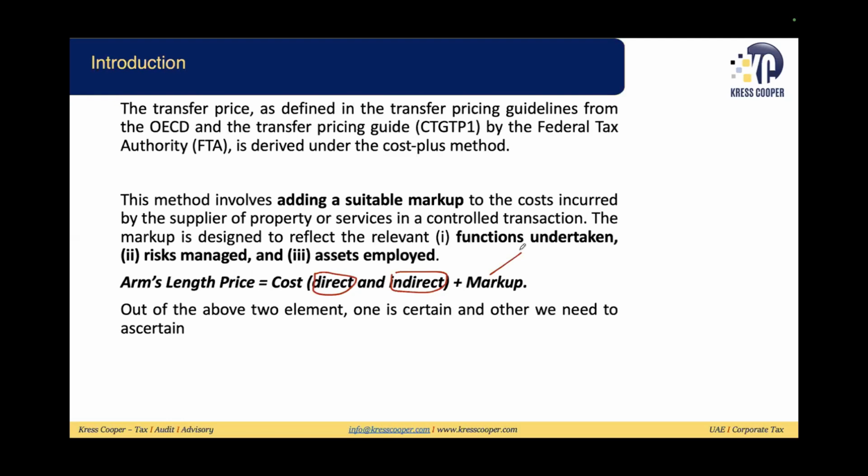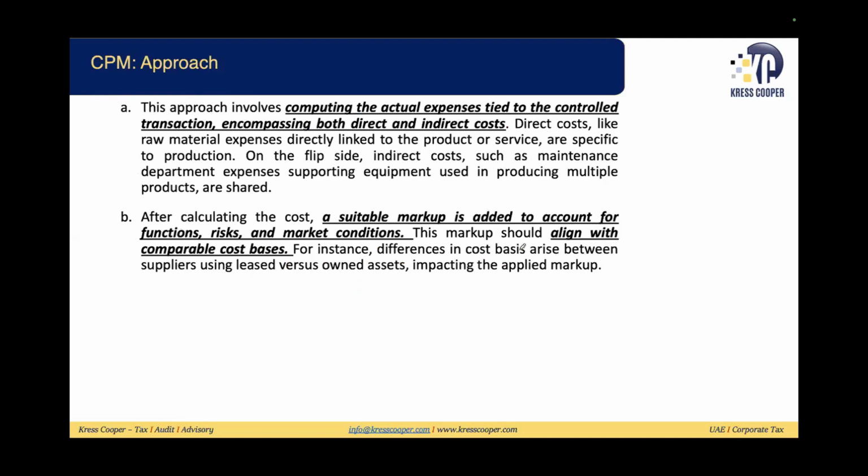The biggest challenge in this method we'll discuss in detail, but first I have given an example: computing the actual expenses tied to the controlled transaction, with the direct and indirect cost. It can be a direct cost like raw material expenses directly linked to the product or services specific to the production, all called direct cost. The flip side is indirect cost, such as maintenance cost and supporting expenses, which need to be allocated.